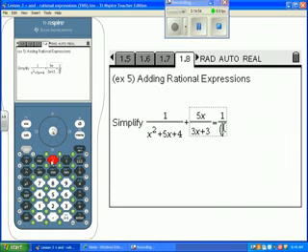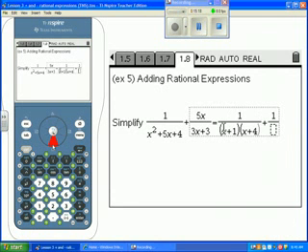Yes. Okay, so x squared plus 5x plus 4, what does that factor to? X plus 4, x plus 1, good. Because it multiplies to be positive 4 and adds up to be a positive 5. Very good. Okay, next fraction.